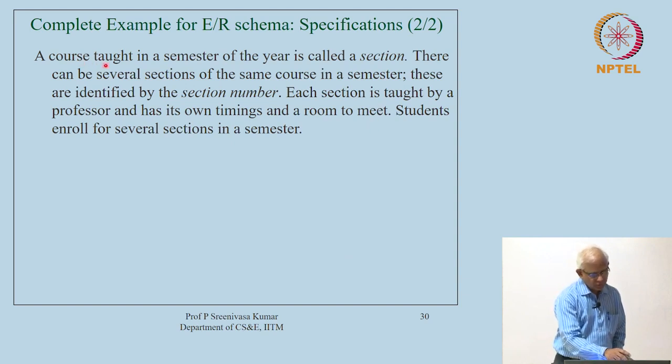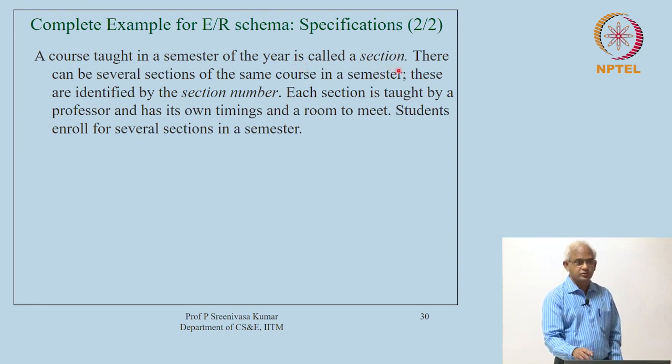A course taught in a semester of the year is called a section. So, courses are not directly taught, it is a section of the course that is taught. When it is taught in a semester of the year, it is called a section. There can be several sections of the same course in a semester. These are identified by the section number, and each section is taught by a professor and has its own timings and a room to meet.